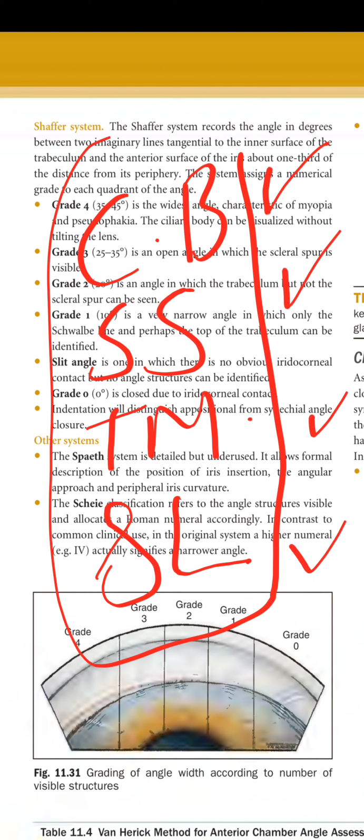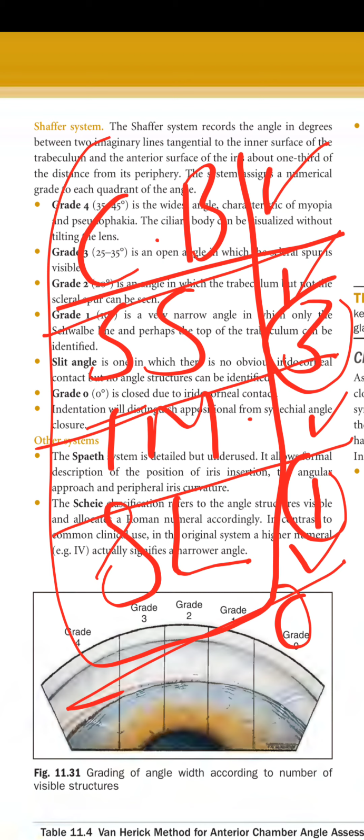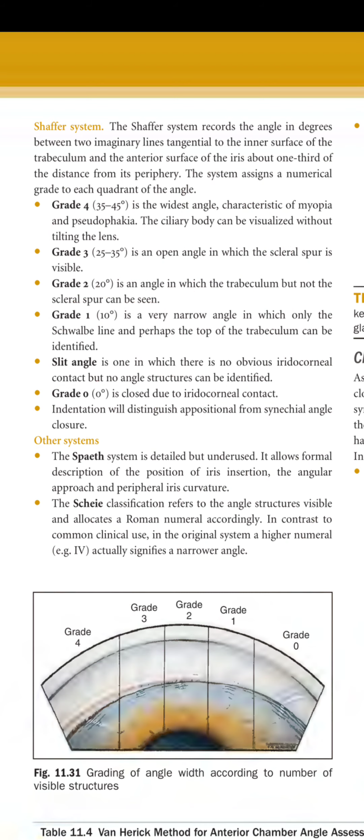In grade 4 open angle, basically all of these structures are visible. In grade 3, only 3 of the structures are visible. In grade 2, 2 of the structures are visible, and in grade 1 only 1 is visible, whereas in grade 0 there is no structure visible. So it is the widest angle characteristic of myopia and pseudophakia. The ciliary body can be visualized without tilting the lens. Grade 3, 25 to 35 degrees, an open angle in which the scleral spur is visible.